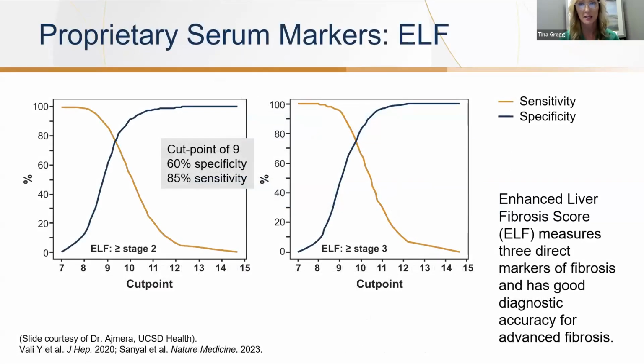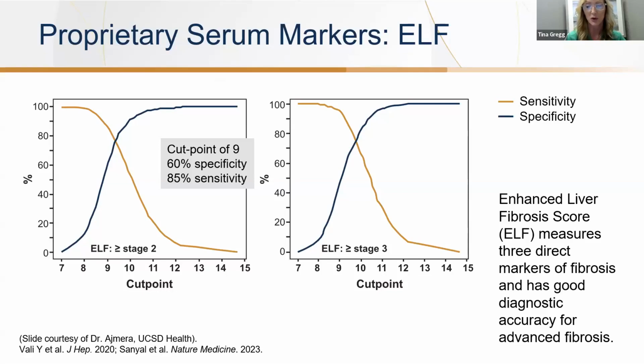So another serum test, this is a send-off test. It's called the ELF test, Enhanced Liver Fibrosis Test. This combines 3 serum markers, hyaluronic acid, P3NP, and TIMP1, all of which reflect extracellular matrix remodeling and fibrogenesis, so basically collagen turnover. So rather than measuring liver enzymes that fluctuate with inflammation, we can use the ELF test to give us a direct look at the underlying fibrotic process.